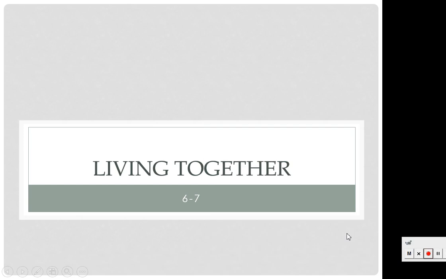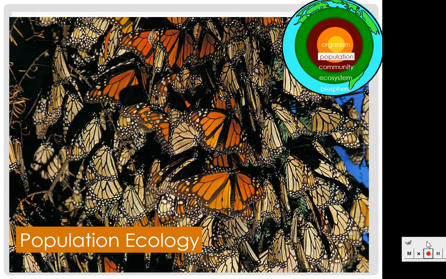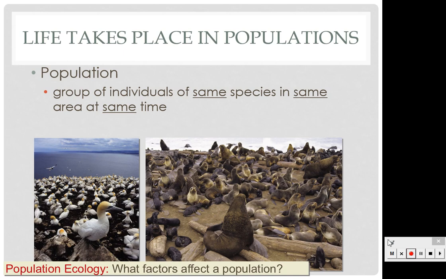Alright, so we're going to start talking about living together. Living together deals with population ecology. Okay? Alright, population ecology takes place, life takes place in populations. Populations are a group of individuals, same species, in the same area at the same time.